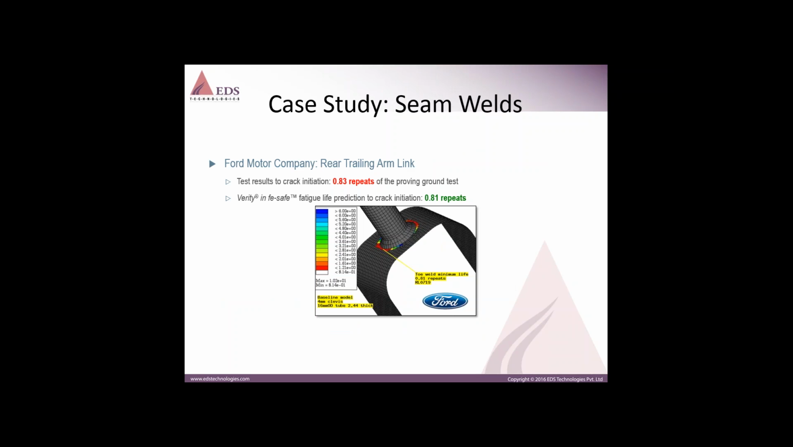The test result for crack initiation was nearly 0.83 repeats, and this is found mainly from test results, and VERITY predicted nearly 0.81 repeats. These tests consist of many events stitched together in a long run, and it's a very complex loading definition. So you can see that there's a very good correlation between the test and the simulation.